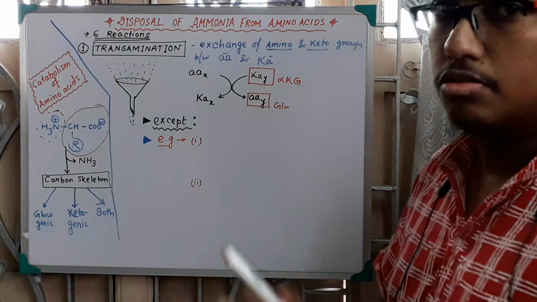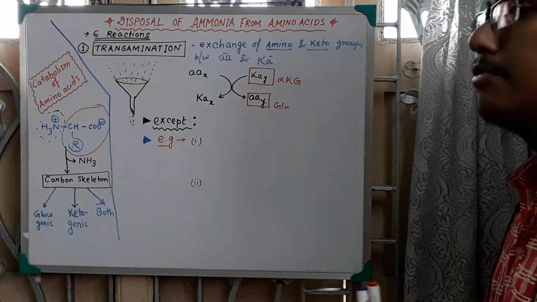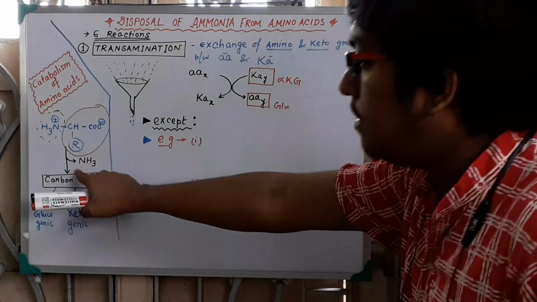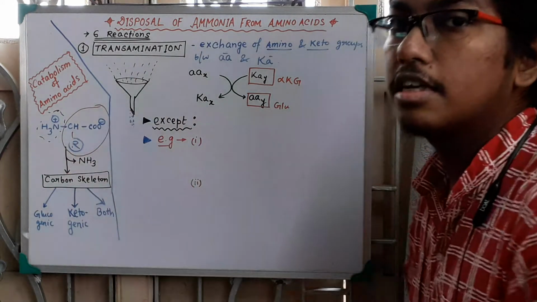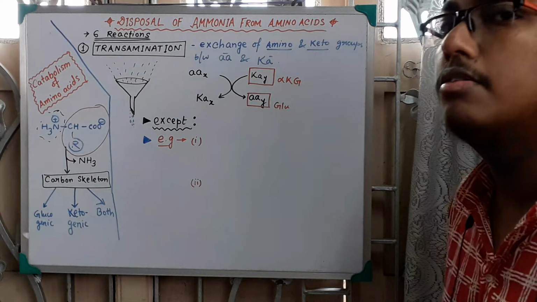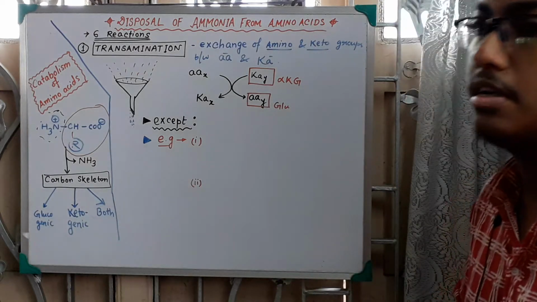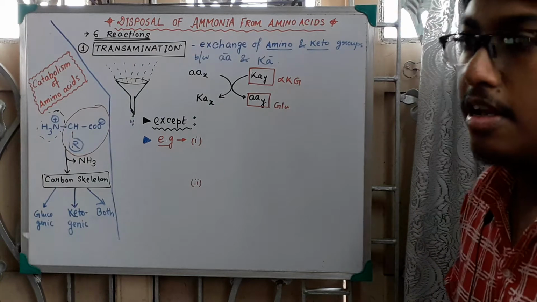Now come to today's new topic, that is disposal of ammonia from amino acids. Disposal of ammonia: this is where the ammonia is released. How does this reaction occur? There are almost 6 reactions. Today we will discuss the first one, which is very important in our topic, that is the transamination reaction.